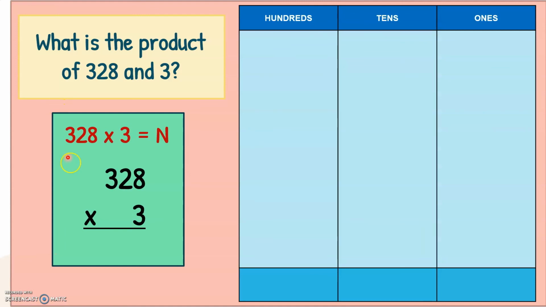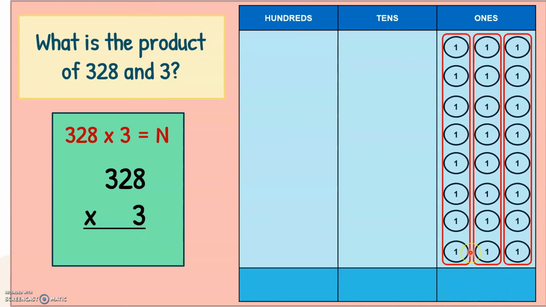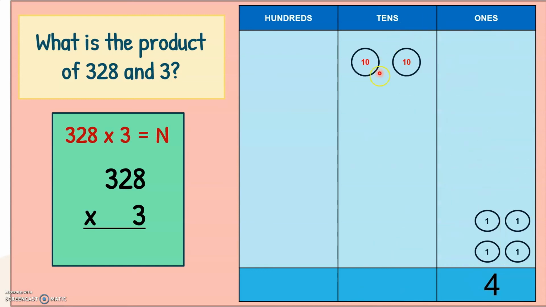So, 328 times 3 is equal to n. So, we will use again our place value chart to solve this. So, let's start with the ones place value. 8 times 3 means 3 groups of 8. So, the answer is 24. And 24 is greater than 10. Which means we will regroup 2 groups of tens to the next place value. So, the answer here is 4 and regroup 2 to the next place value.